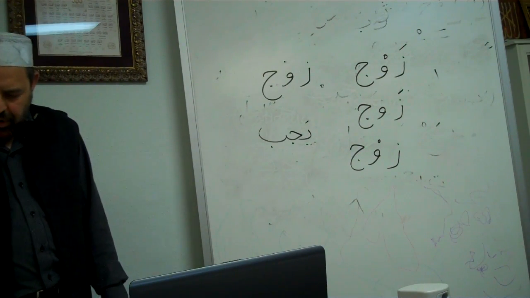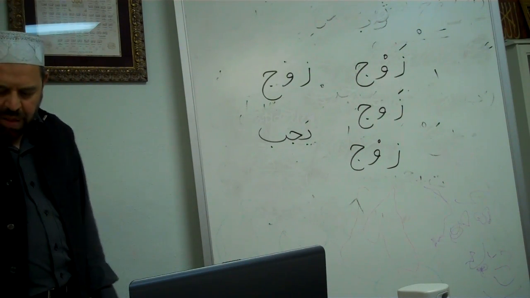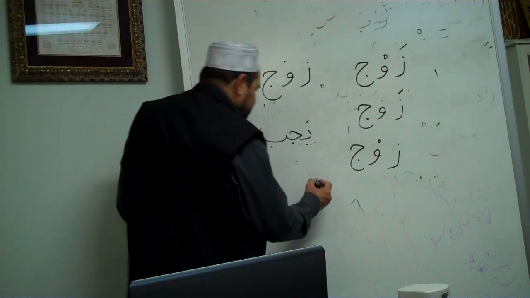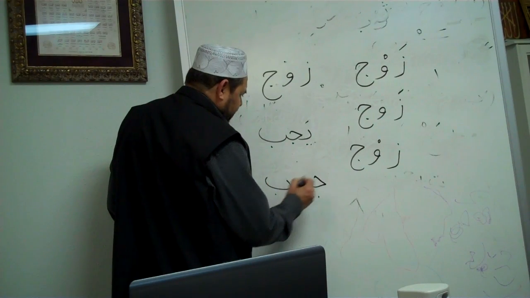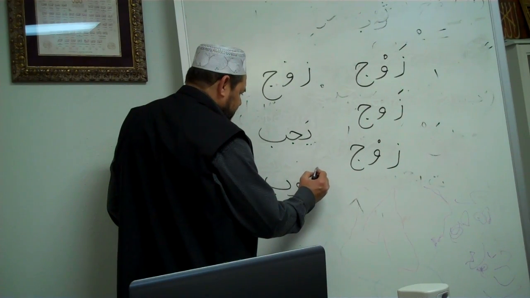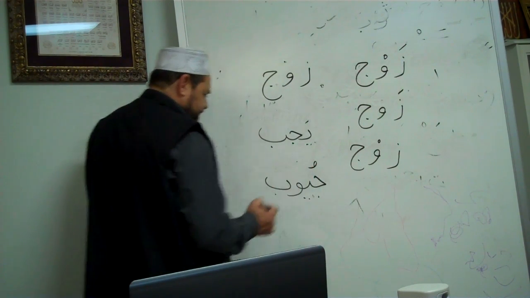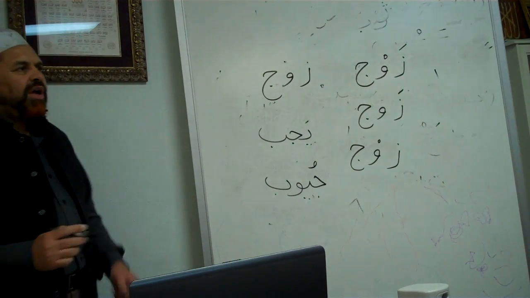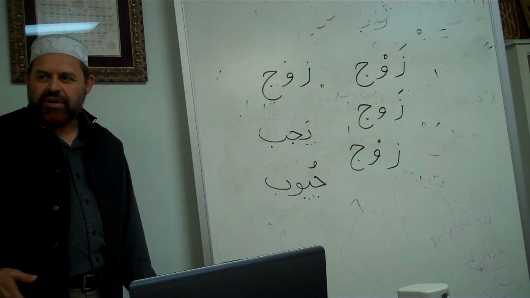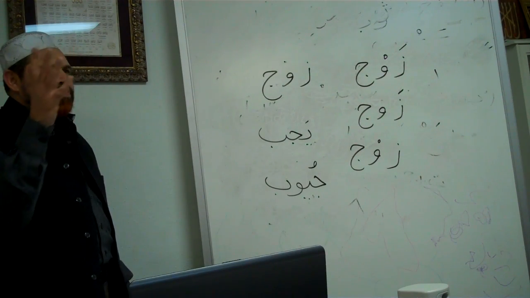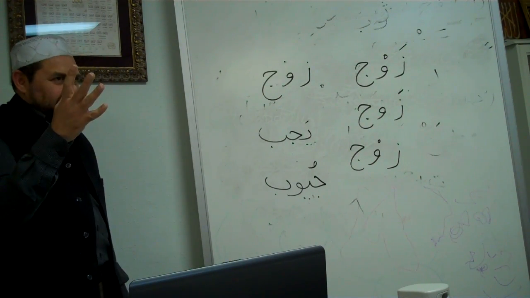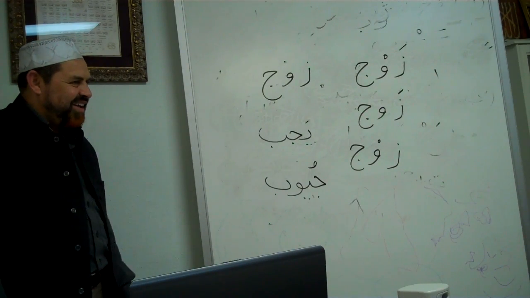So yajib, or juyub. There is another word, juyub. What does this word mean? Juyub is from jaib, pocket. Jaib is pocket, juyub is the plural, many, like pockets. Juyub.